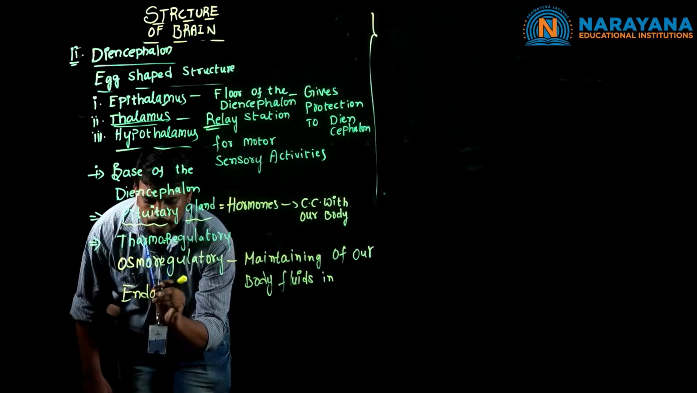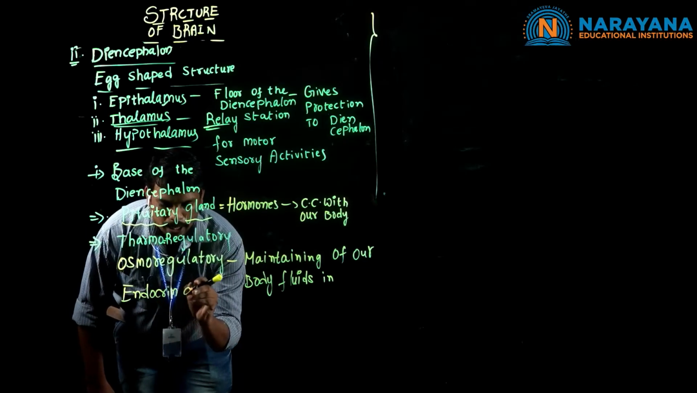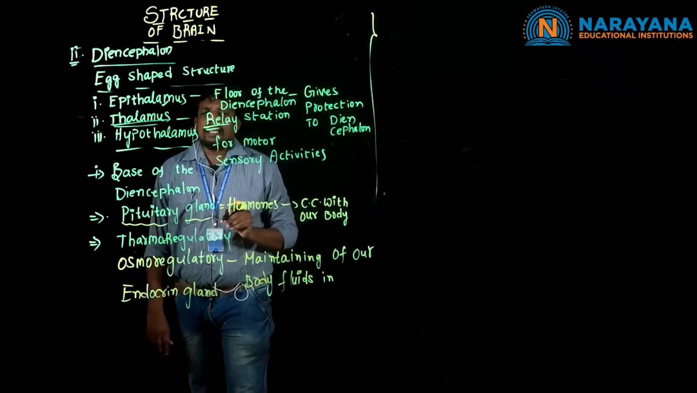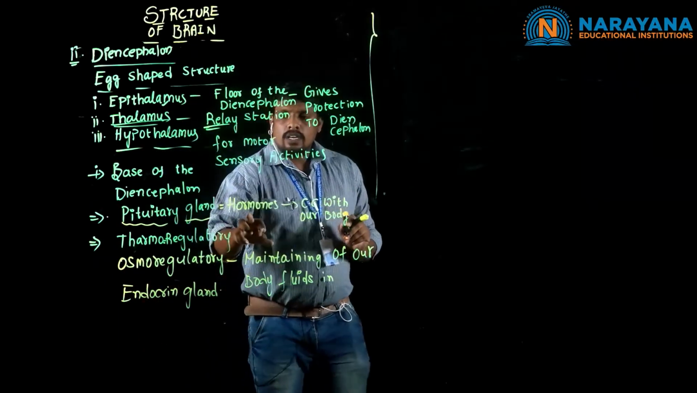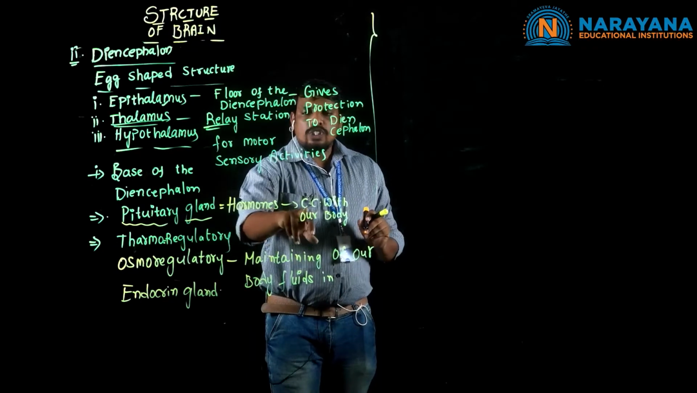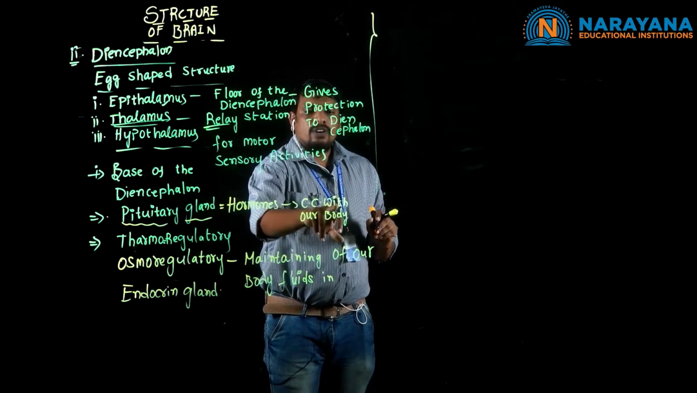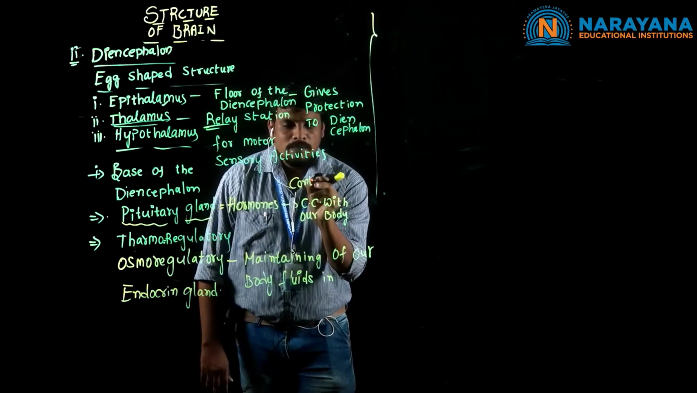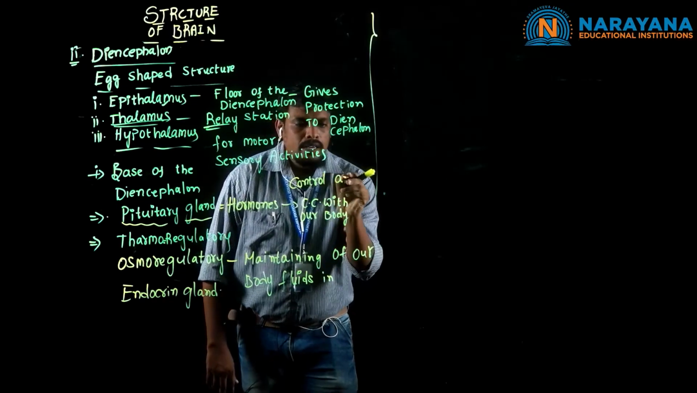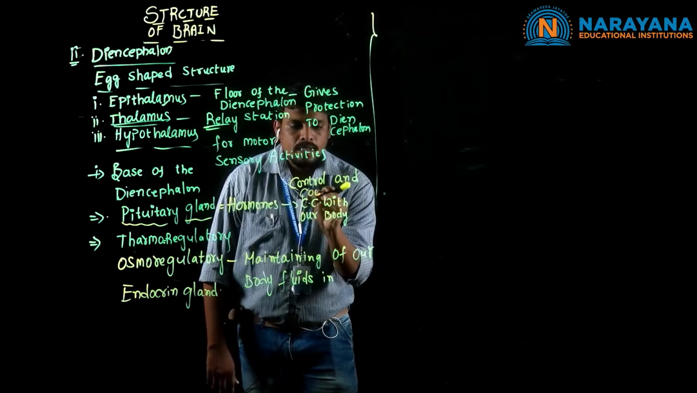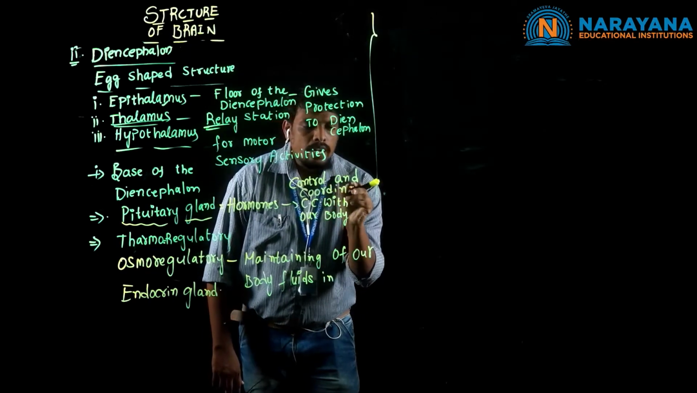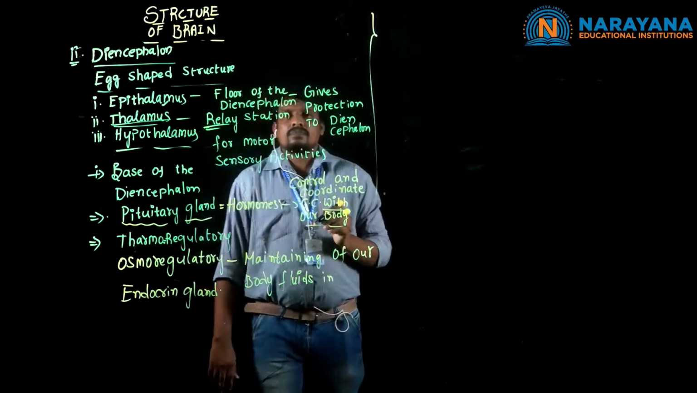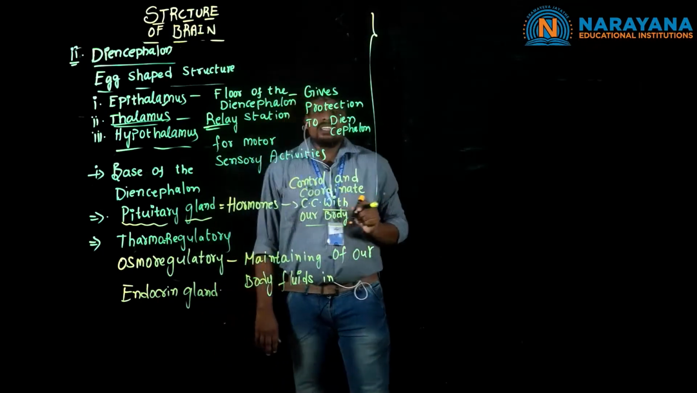Let me write endocrine gland. What is the pituitary gland? It is an endocrine gland. It produces hormones which control and coordinate our body. What do you mean by CC? Control and coordinate. Control and coordinate with our body. Until here, clear?